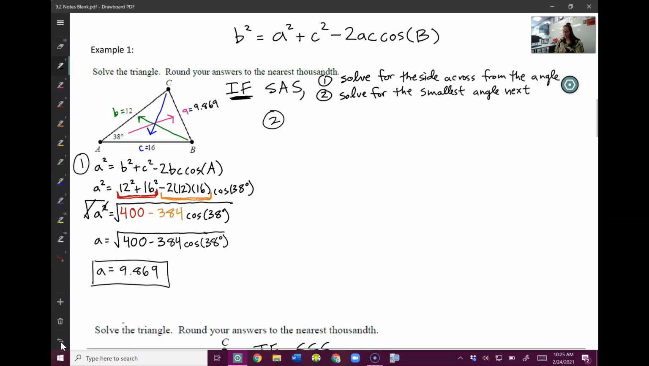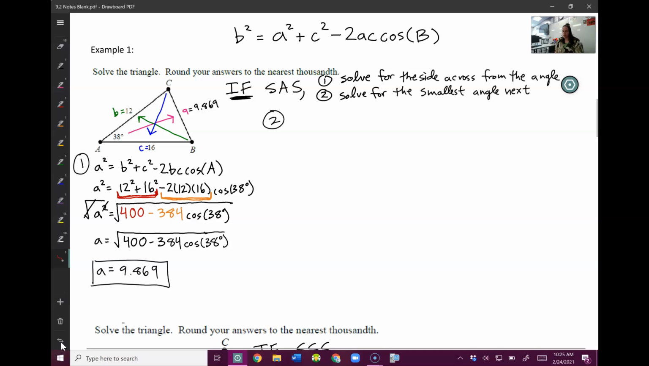But here's the key. If you're going to use the law of sines next, which is easier, we must solve for the smallest angle next. If you don't do that with the law of sines, sometimes your calculator will give you the wrong answer because law of sines has something called the ambiguous case and it gets confusing, but we only talk about that in honors, so we're not going to worry about that. Just know, solve for the smallest angle next.